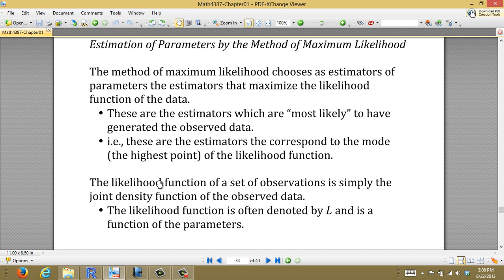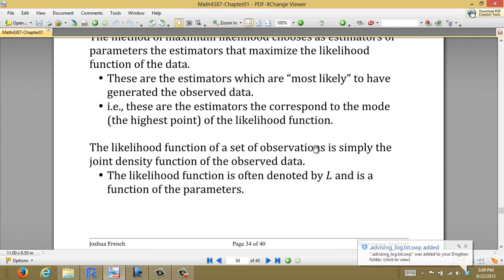But essentially, the motivation behind maximum likelihood is that you want to estimate your parameters using the values that maximize something called the likelihood function of your data. Practically, this means that these are the estimators which are most likely to have generated the observed data. So we ask ourselves, what data did we see, and what values of the parameters are most likely to have produced this particular data set.